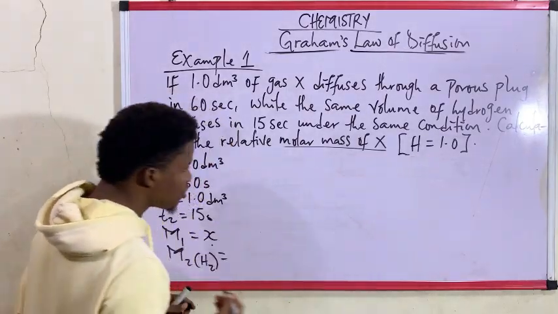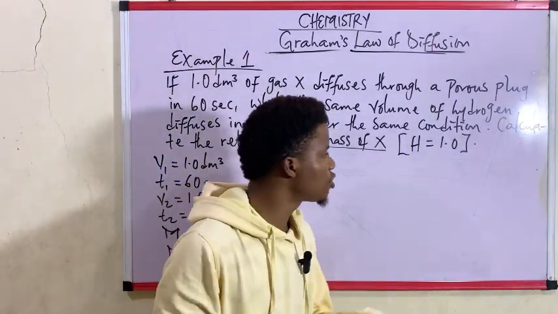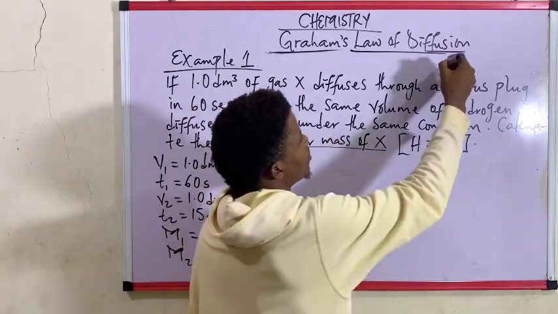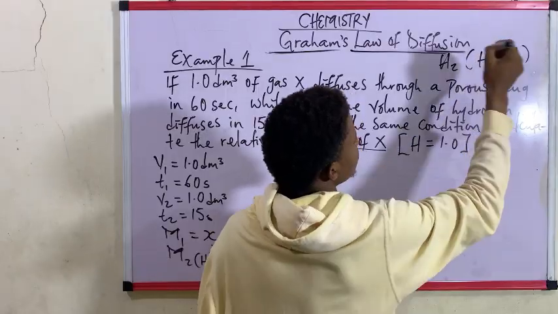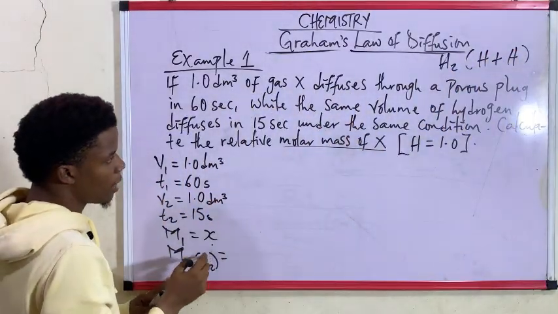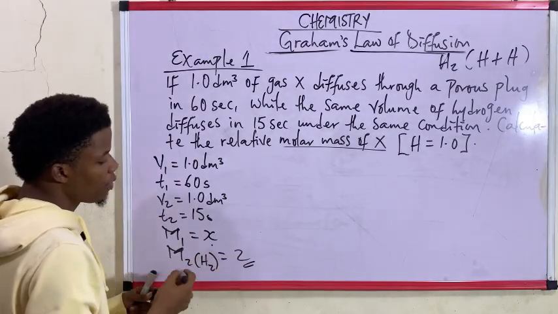And now hydrogen, we're giving one here, but we are not working with this one. Why? Hydrogen is a diatomic molecule, right? It's diatomic. That is why it is H2. So it has H plus H. Alright, so 1 plus 1 gives us 2. So the molar mass of hydrogen is what? 2. So now we've known all this.